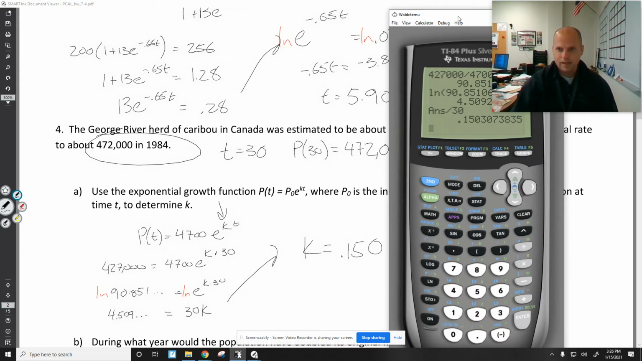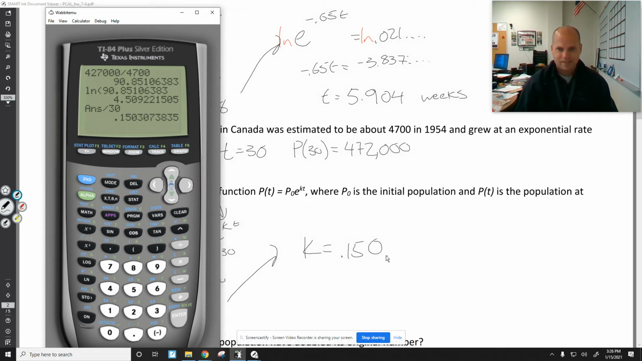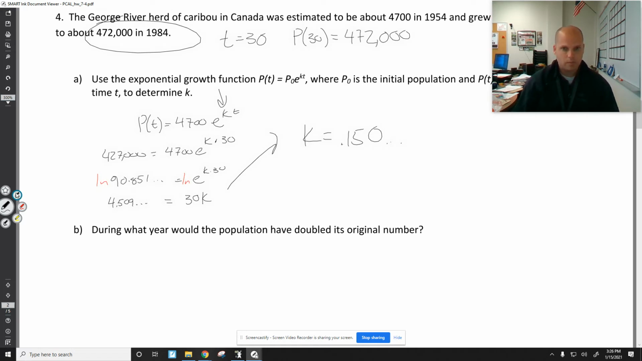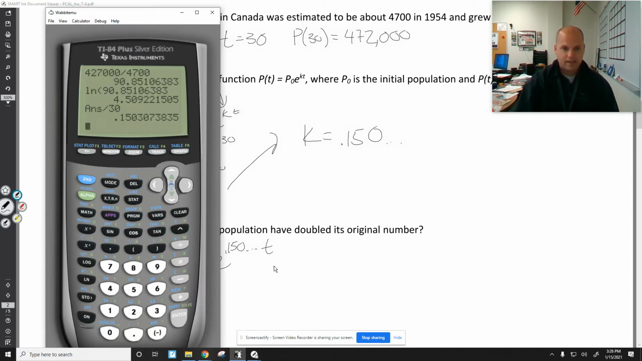That is the exponential growth constant. We're going to use that, I guess, maybe in another part. During what year would the population have doubled its original number? Okay, so we have k now. So we have the formula for the amount of caribou by the George River up in Canada. It's 4,700 e to the 0.150... t. I don't want to round that number, so I'm just going to put that dot, dot, dot, t. When is it going to double its original number? The original number is 4,700, so we want double that.